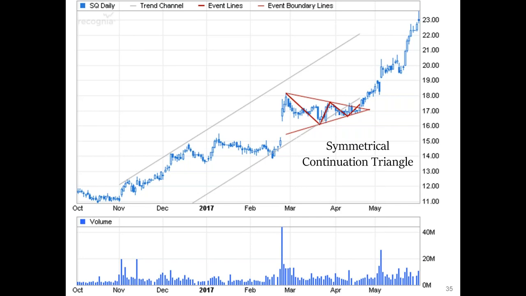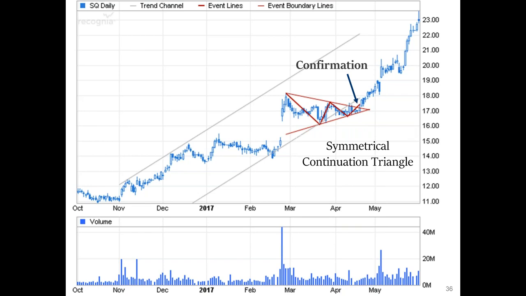Now, because in the case of a triangle, support and resistance are converging, eventually the price is going to have to either break out above the upper level of resistance or below the lower level of support. In this case, it broke out above the upper level of resistance. That makes this a bullish pattern. And the name suggests a symmetrical continuation triangle. This pattern suggests a continuation of the prior trend. The prior trend here is clearly bullish. So this pattern suggests that bullish trend is going to continue. And in fact, that is what actually happened. The price moved from about $17.50 to $23 over the next 1 month after the occurrence of this particular pattern.